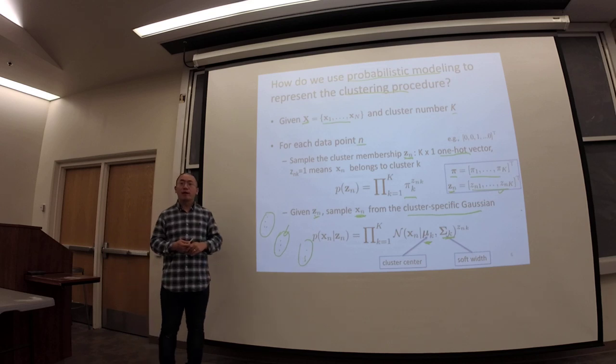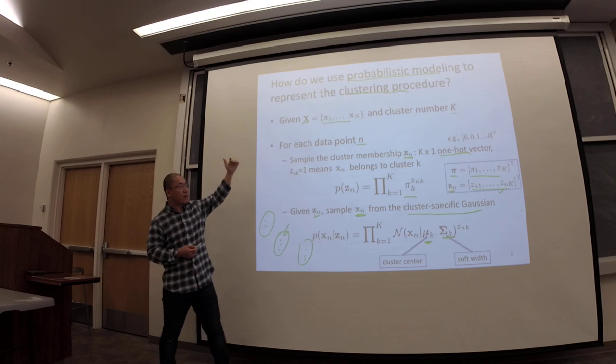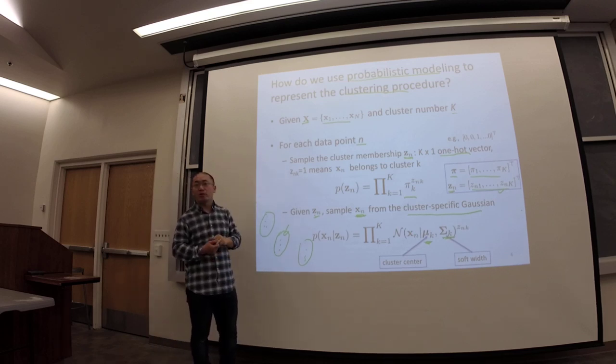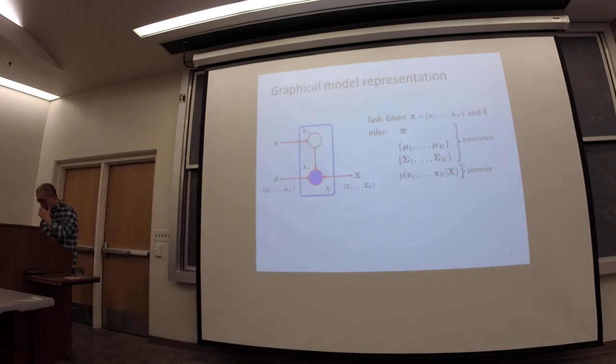So this is the natural probabilistic formulation of a clustering procedure. The procedure is: I sample each data point according to some cluster-specific Gaussian distribution. We can also use a graphical model to give a more succinct representation. Here's a plate, and I repeat this procedure for N data points. For each particular data point, I first sample the cluster membership Z, remember it's a one-hot vector, parameterized by the probability vector pi, so this is a categorical distribution. Then given Zn, I sample Xn according to the cluster-specific Gaussian distribution. The cluster is determined by Zn. The parameters mu and sigma here consist of all the means and covariances of the cluster-specific Gaussian distributions. So this is a graphical representation.